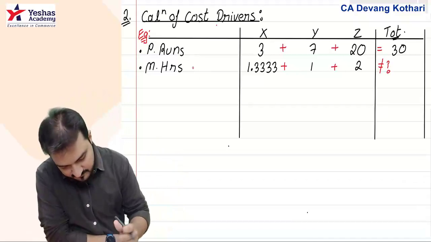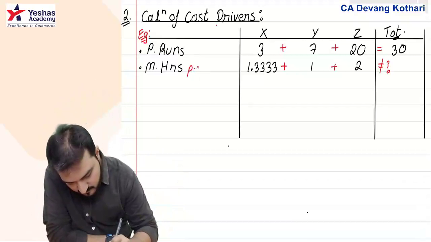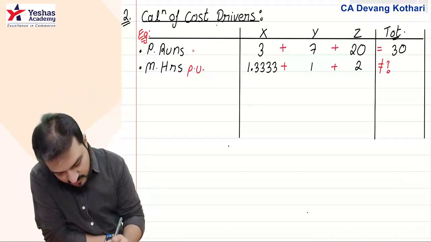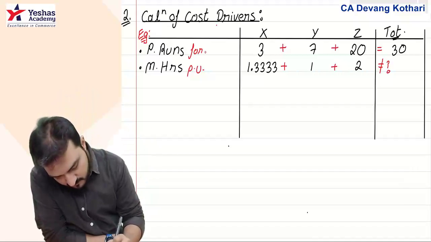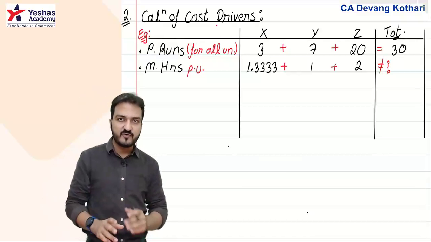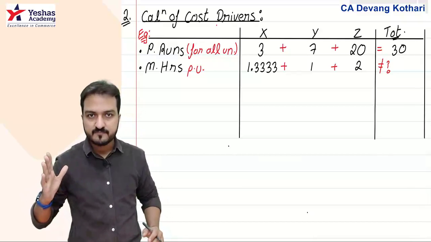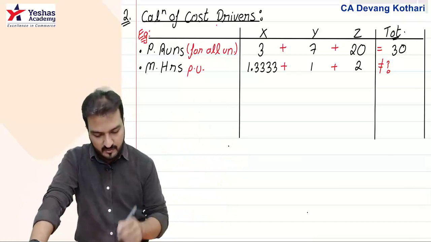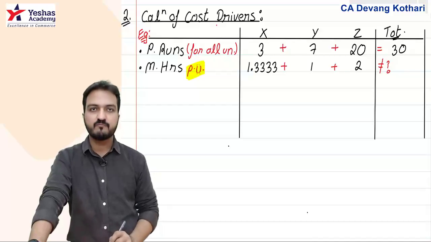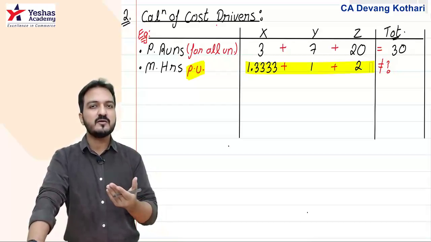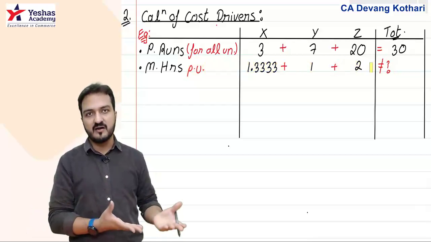machine hours per unit. Production runs that you were given were production runs for all units. So if the product wise cost driver is given for all units, then you can simply add and make the total. But if the product wise cost driver is given for per unit, can you simply add them up? No. What you need to do is you need to multiply units and then add them up.